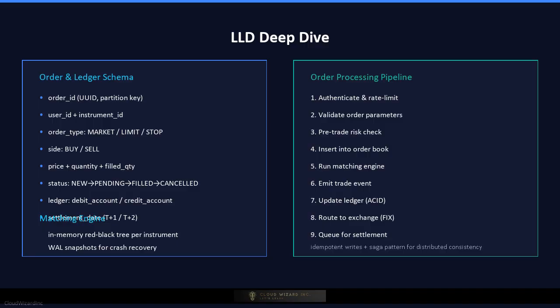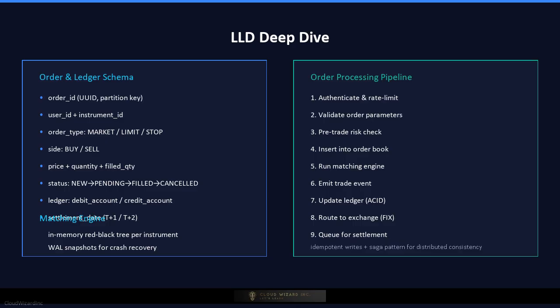Now the low-level design deep dive. The order management system stores orders in a relational database with strict serializable isolation for order state transitions, using a state machine moving from new to pending to partially filled or canceled. The order book is maintained entirely in memory using a red-black tree or skip list keyed by price, with a linked list at each price level for time priority. This in-memory design is essential for sub-millisecond matching. Order book snapshots are persisted to a write-ahead log for recovery.